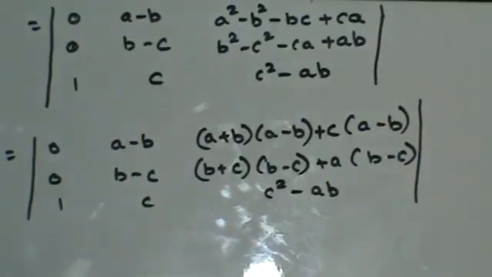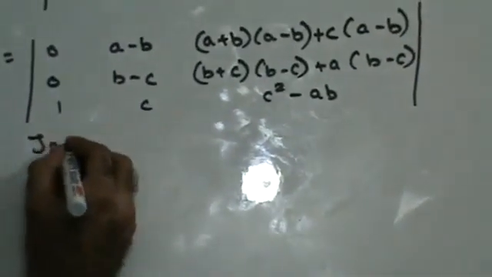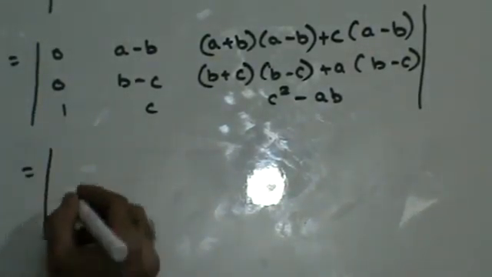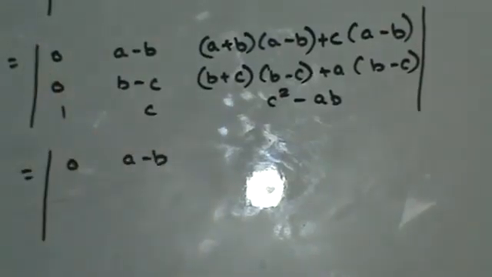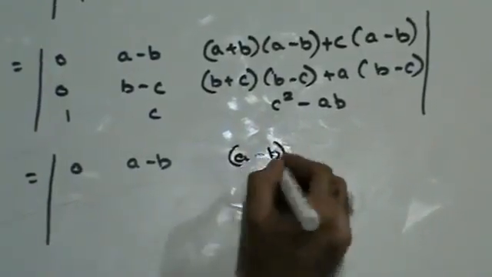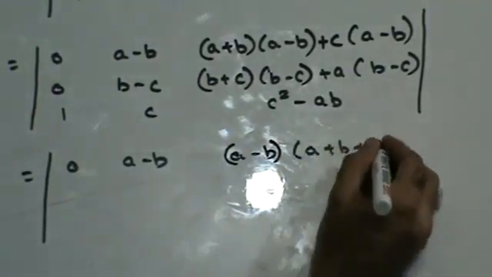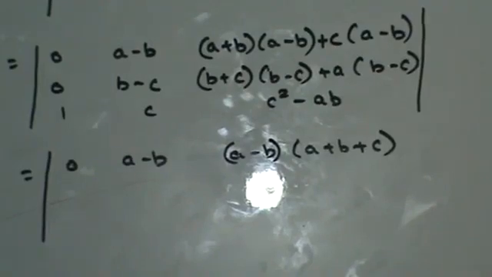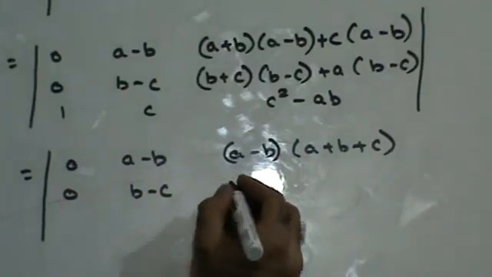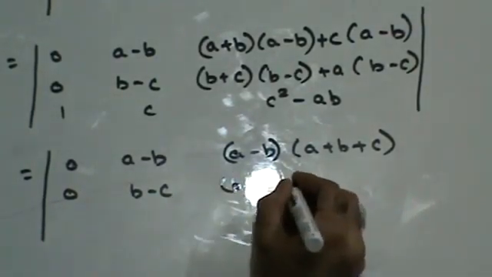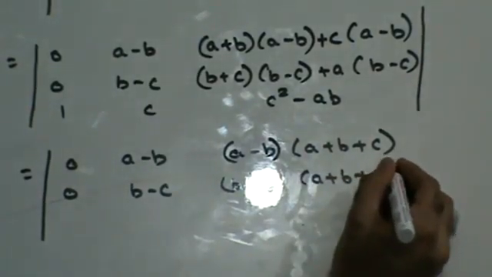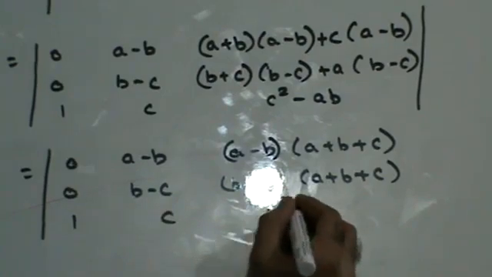Right? Here, in the first row, before that, let's simplify this further. 0, a minus b. Now between these two terms, guys, a minus b is the common bracket. So the uncommon bracket will be a plus b plus c. Here 0, b minus c. The common bracket is b minus c. Uncommon bracket is going to be a plus b plus c. 1, c, c square minus ab.